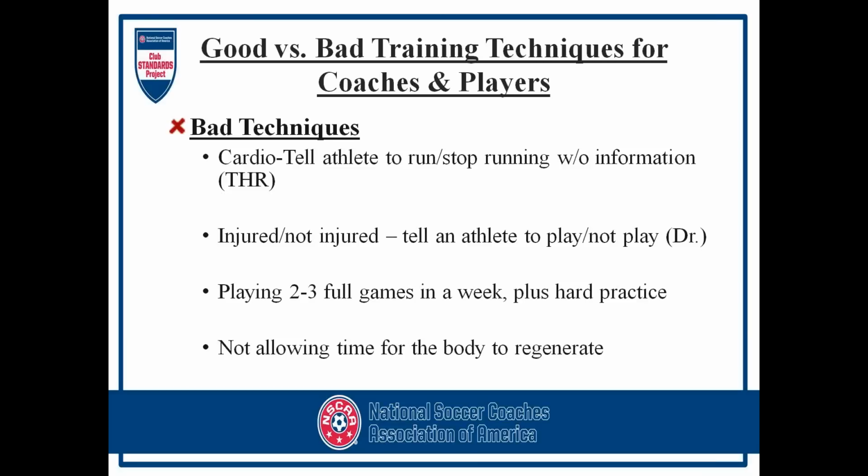Target heart rate is determined by taking 220 minus your age. So if you're 20 years old, you take 220 minus your age and you get 200, and if you want to exercise at 50% of your target heart rate, you need 100 beats per minute. Usually you should be exercising between 60 to 80, and on the high side, 90% of your target heart rate. Okay? And then playing 2 or 3 full games in a week plus hard practice.